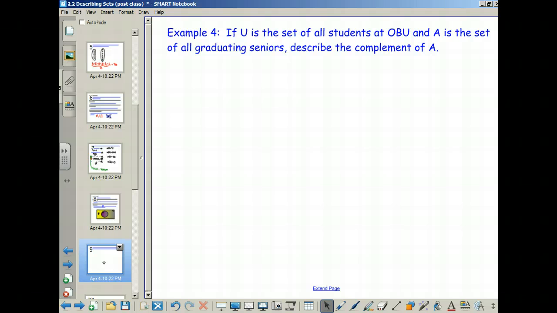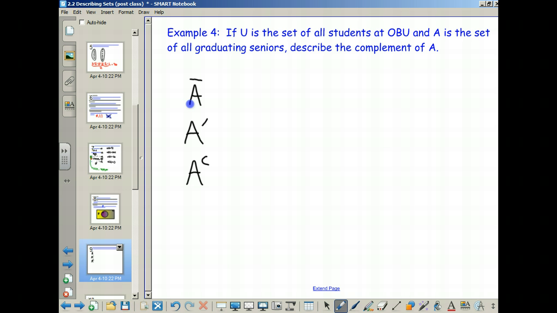So if U is the universal set, the set of all the students at OBU, A is the set of graduating seniors. Is anybody graduating soon? No? So we're going to describe what A complement is. First of all, the notation looks like this. Do you guys remember what the notation looked like in the different math book we had? It had an A and then it would have had a prime on the outside. And there's some books too that will use A and they'll put a little C on the outside. It means the same thing.